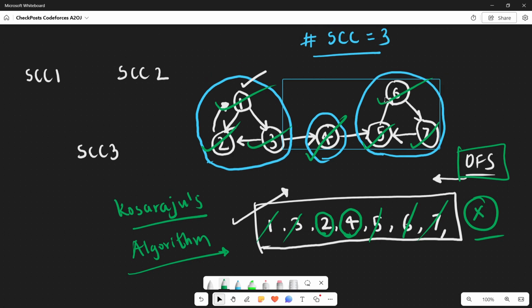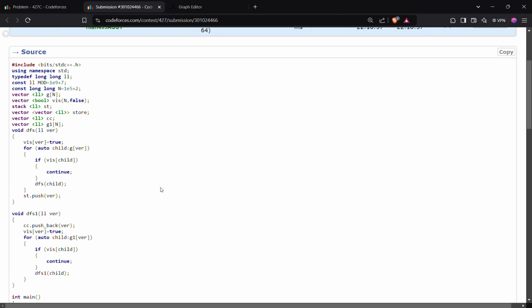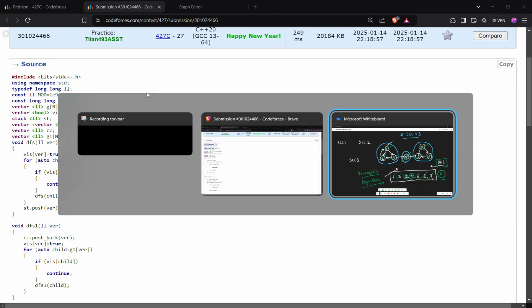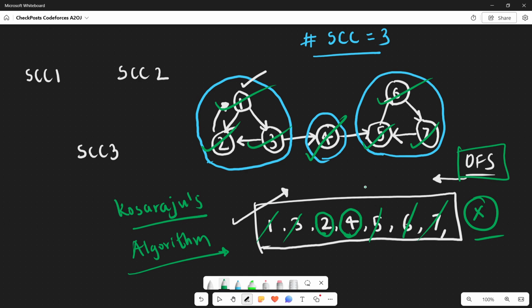Okay, so I think that's enough of the explanation on the strongly connected components. While performing the DFS on the stack, you need to reverse the edges. Okay, so basically what I am trying to say is that, so there is this strongly connected component.